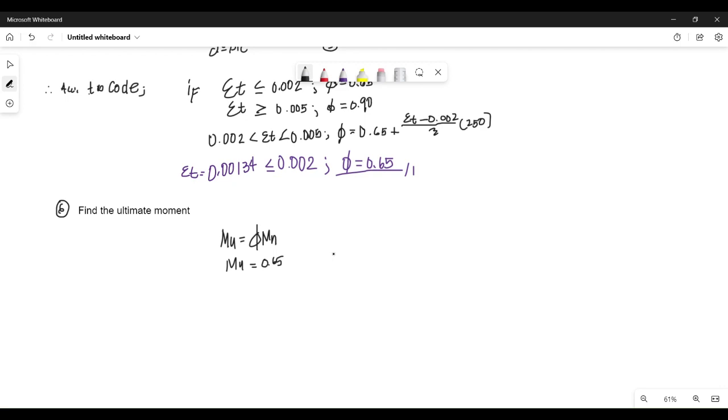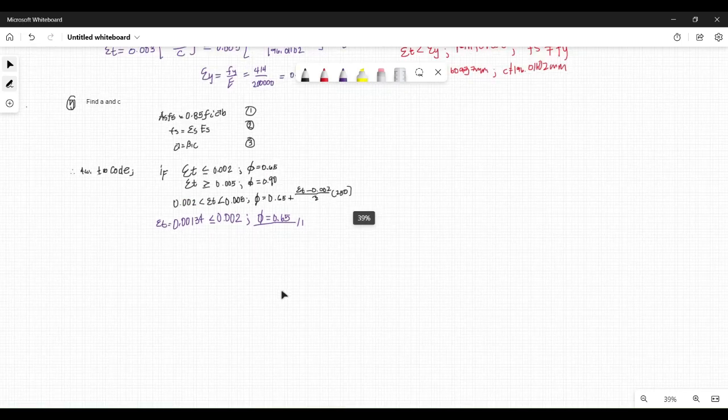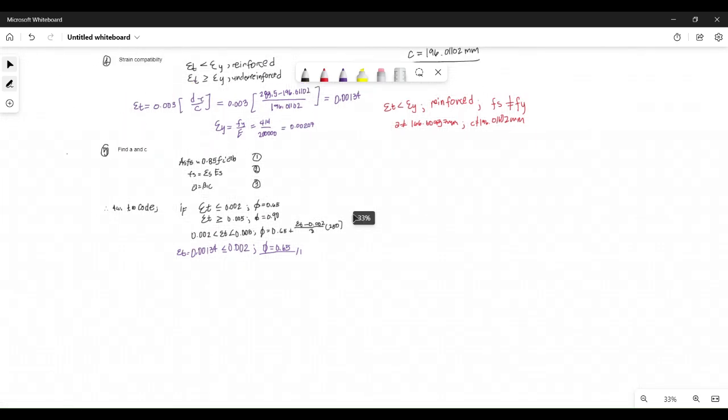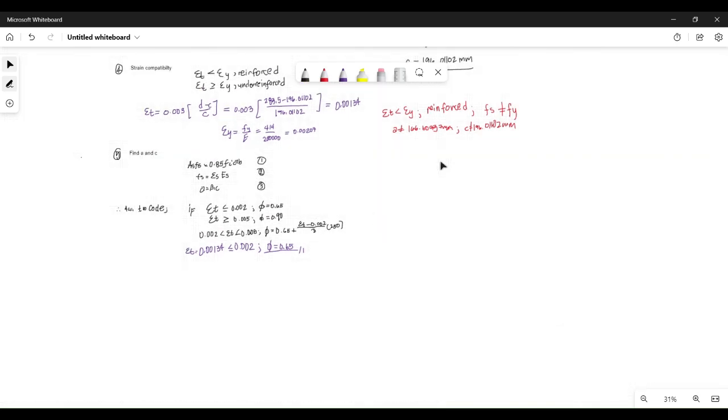Wait lang. Medyo naglumaktaw pala tayo. Sorry guys. After we get the phi here, hindi muna tayo magkuha ng ultimate moment. Ang gagawin pala natin is to find, wala pa tayong nominal capacity, wala pa rin tayong A and C. Kasi kanina sa condition, yung beam natin is under reinforced. Yung A and C na nakuha natin ay hindi equal yung value ng A dyan, tsaka ng C. So we have to find the true value of A and C.